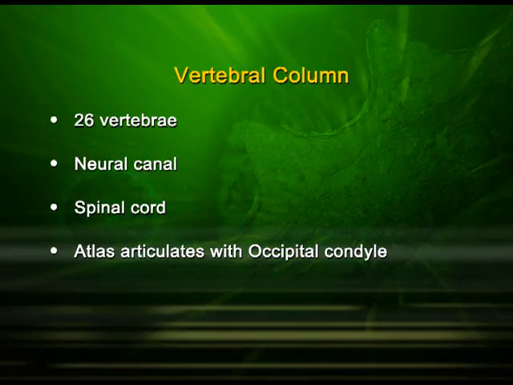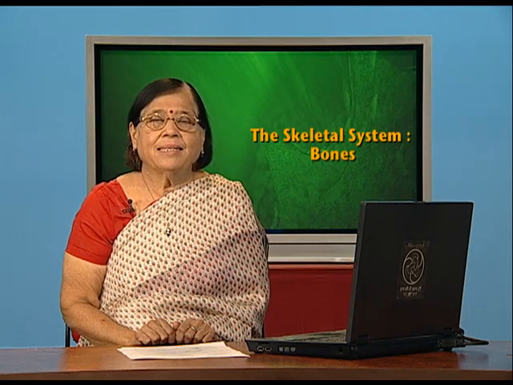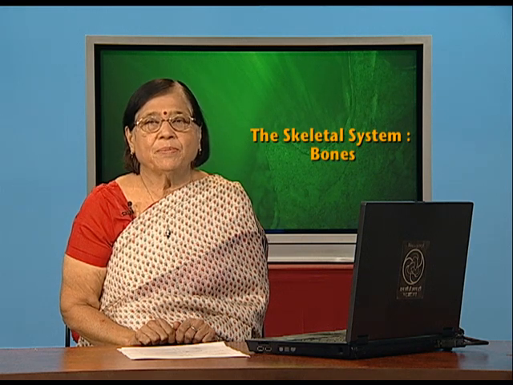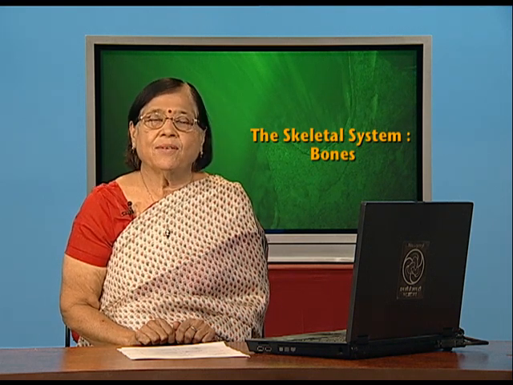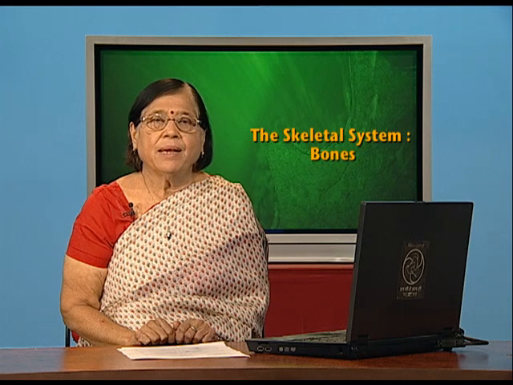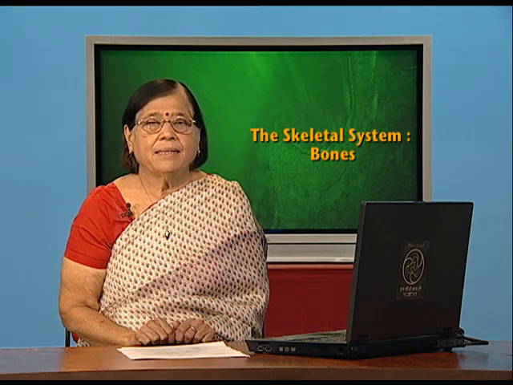So, in the vertebral column there are 26 vertebrae and there is a neural canal in the center through which the spinal cord passes. The first vertebra is called the atlas vertebra, which articulates with the occipital condyle, and the occipital condyle is the area where the skull articulates. So, the skull articulates with the occipital condyle and the occipital condyle articulates with the atlas vertebra, which is the first vertebra in the vertebral column, and the second vertebra is called the axis vertebra, and then there are more, total 26 in number. Let us see their distribution.